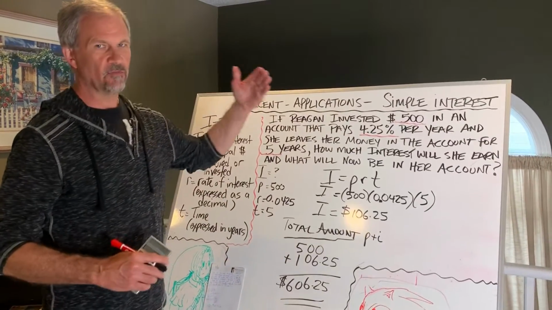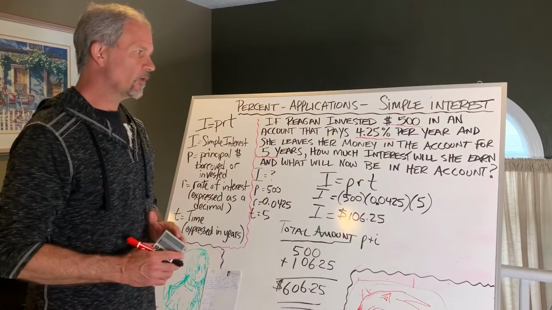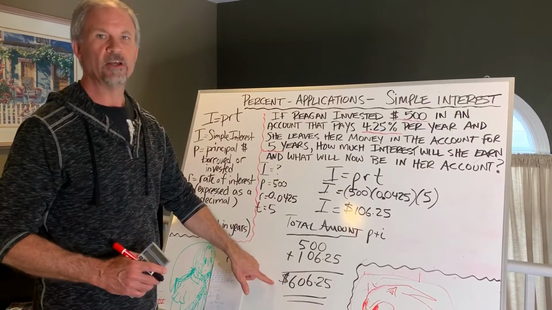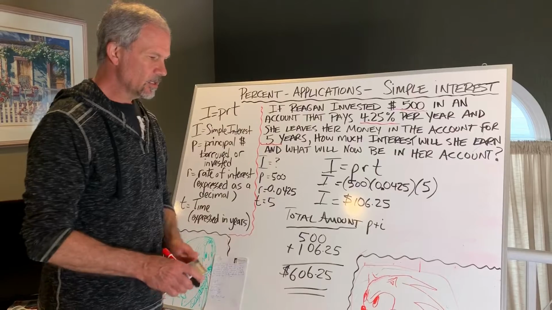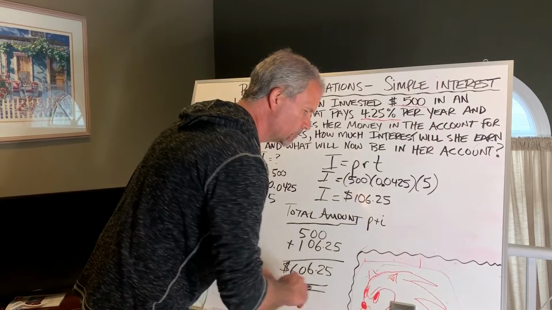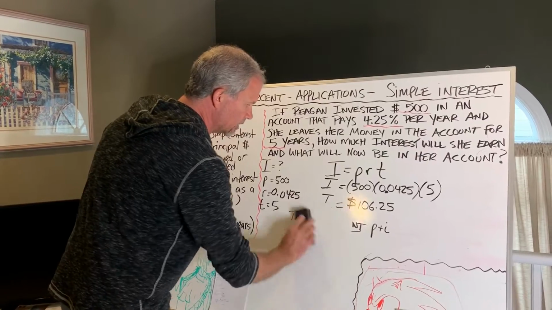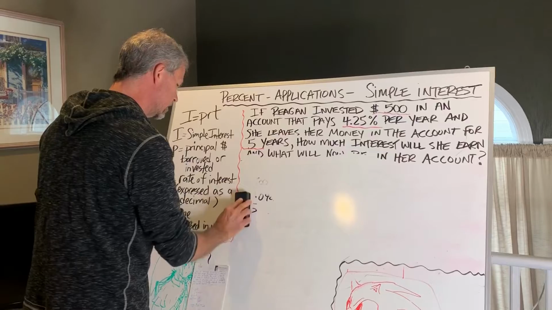If she invested $500, didn't touch it, made 4.25% per year, and she left it for 5 years, she'd now have $606.25. Okay? That's how simple interest works. All right, I'm going to give you one more question on this, and then I'm going to let you try some questions on your own. Okay?